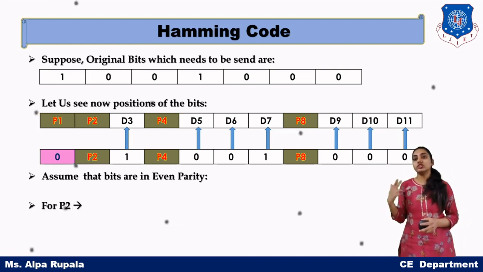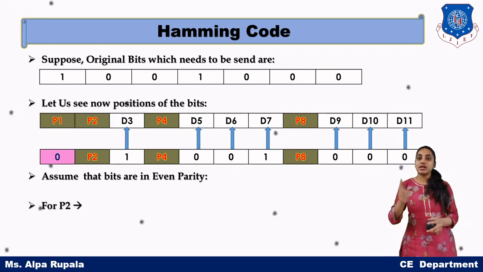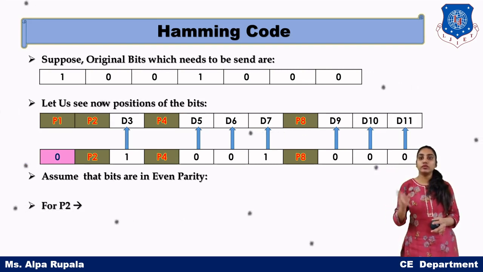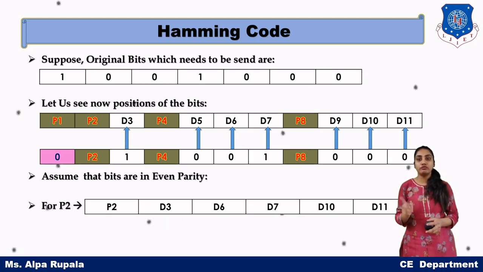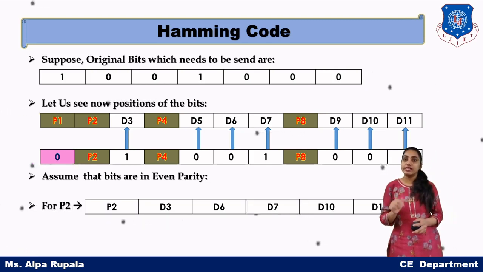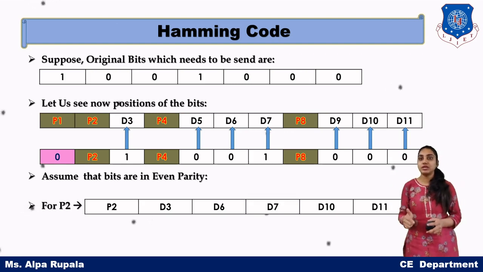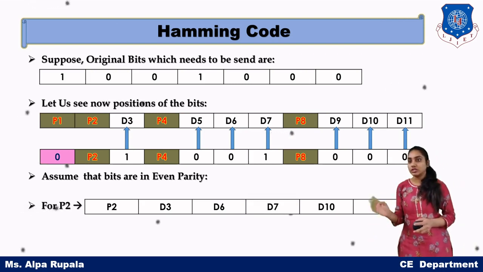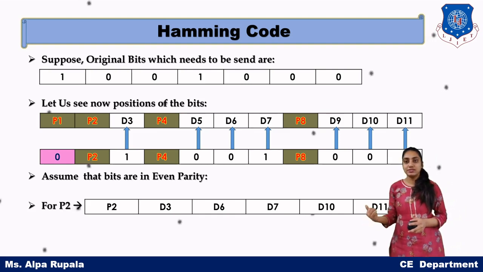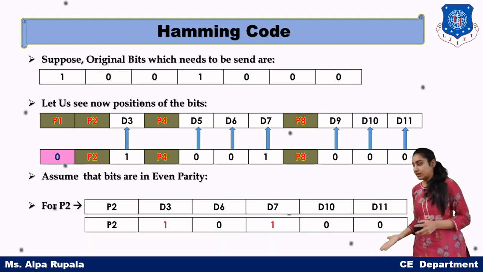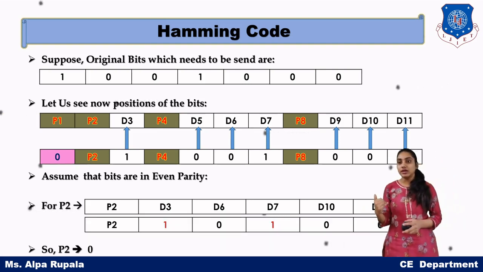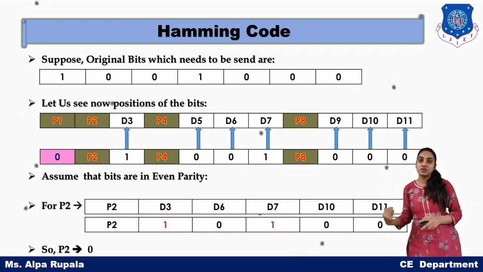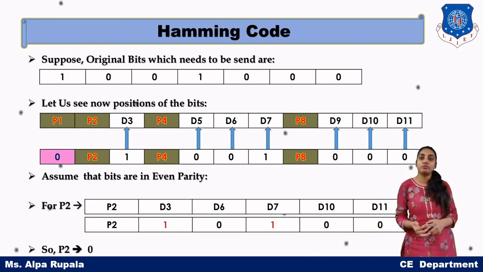Now for calculation of P2, again starting with P2, 2 bits will be checked and 2 bits skipped. That means P2 and D3 are checked, P4 and D5 are skipped, D6 and D7 are checked, P8 and D9 are skipped. According to this we have our sequence for P2 calculation. We can now replace it with data. The number of 1s in this sequence of data is already even parity.